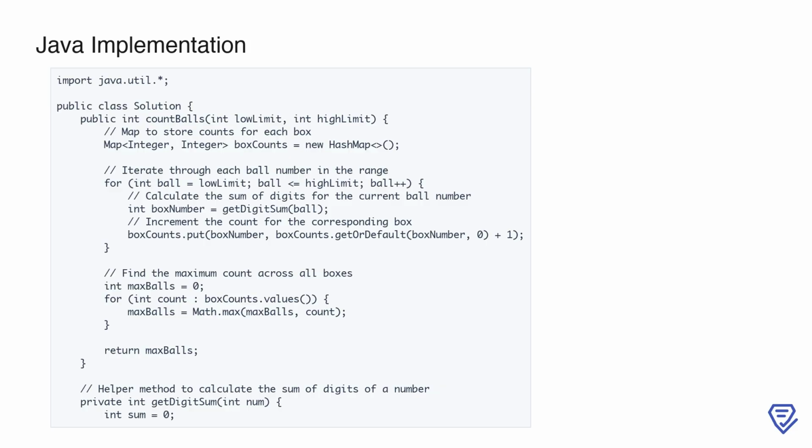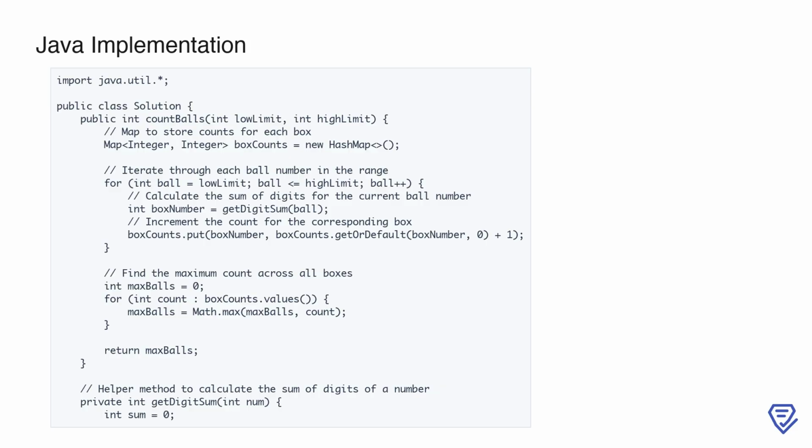Inside, we initialize a hash map called boxCounts to keep track of how many balls each box contains, where the key is the box number and the value is the count of balls in that box. Next, we loop through each ball number within the given range. For each ball, the sum of its digits is calculated using a helper method called getDigitSum. This sum determines the box number where the ball will be placed.